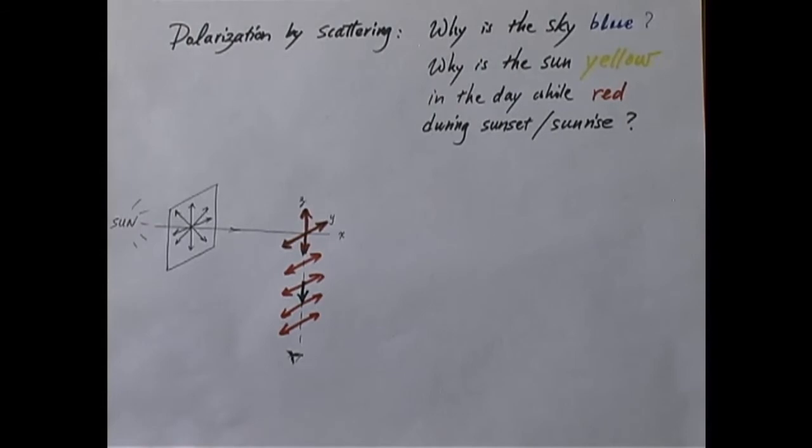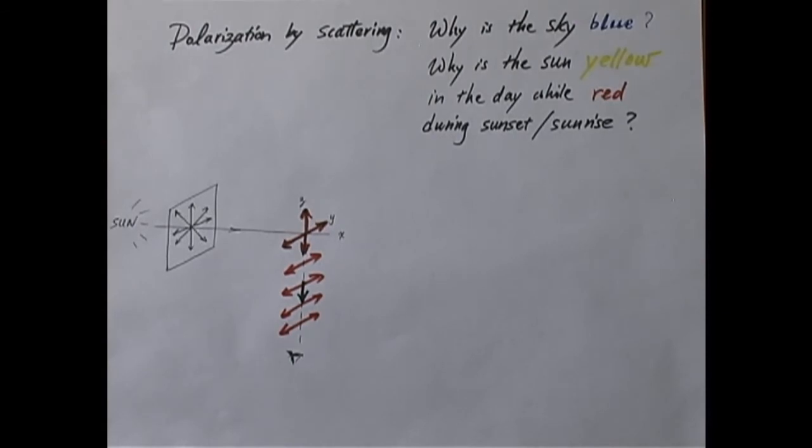Now how does that have to do with the color of the sky and the color of the sun? Well, it turns out the scattering effect is different for different wavelengths. The same physicist, Lord Rayleigh, who gave us the Rayleigh criterion, also did a calculation of the intensity of the light coming from scattering.